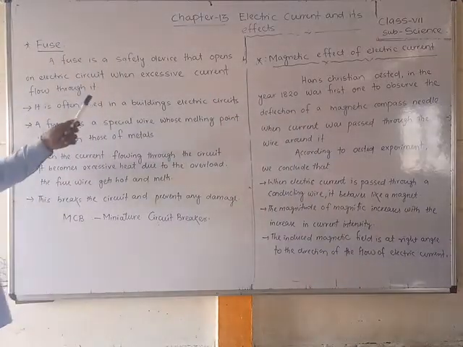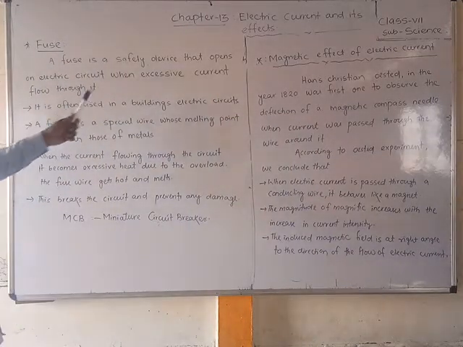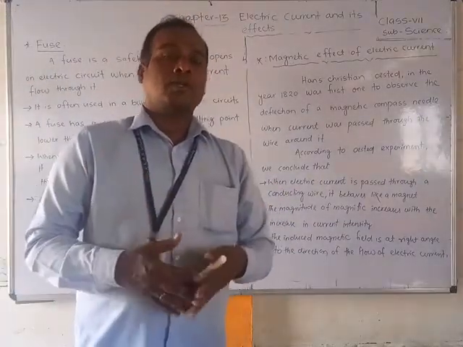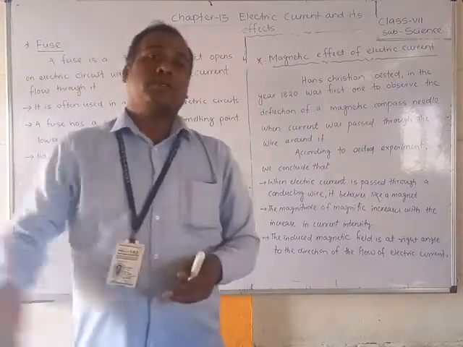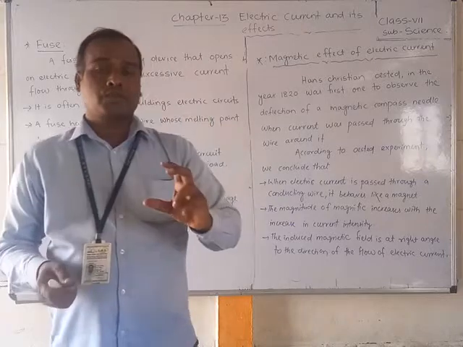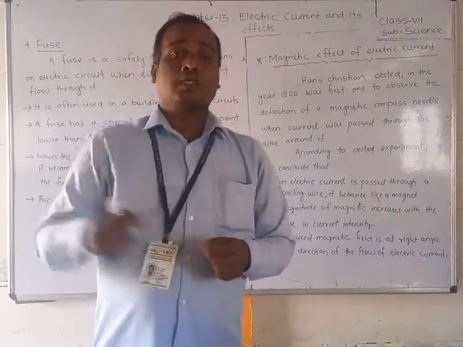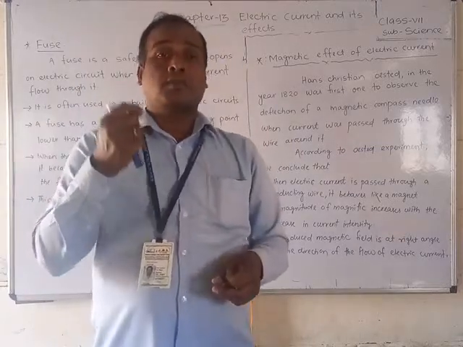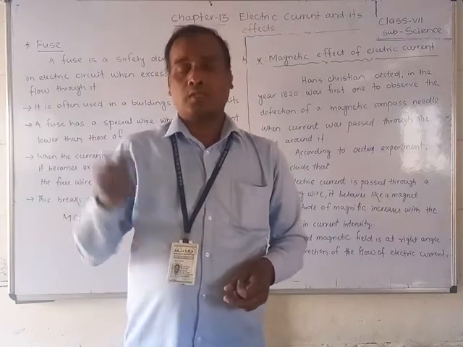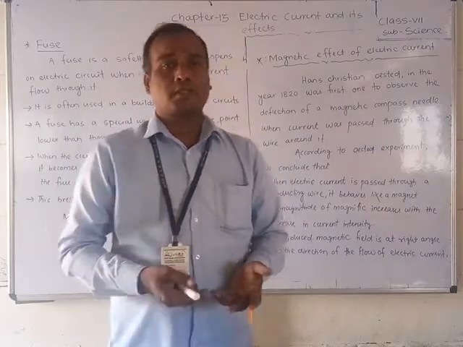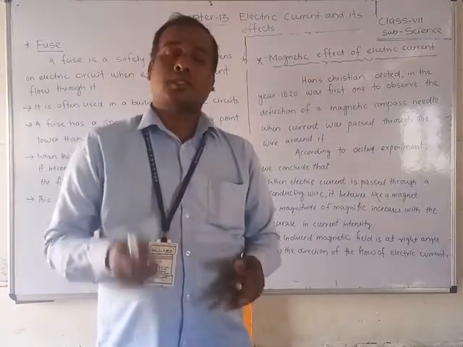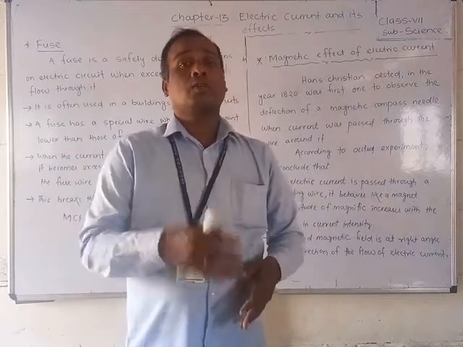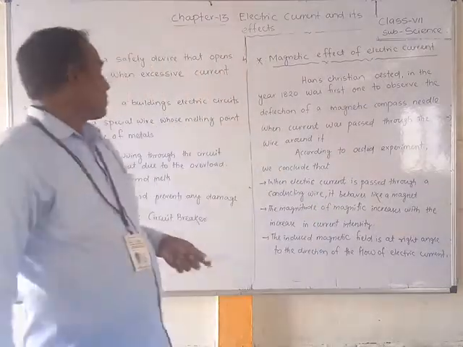A fuse is a safety device that opens the electrical circuit when excessive current flows through it. When an overload happens and more current flows, we especially use this safety device, the fuse. Inside the fuse they use a small wire with a low melting point, and if it gets a little more heat, it will suddenly melt. Then it will break the circuit, that means it will open the circuit, so the current cannot flow through the whole house or the whole appliance.